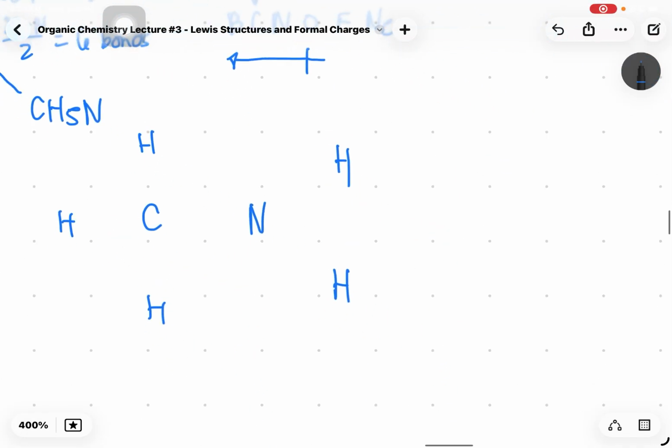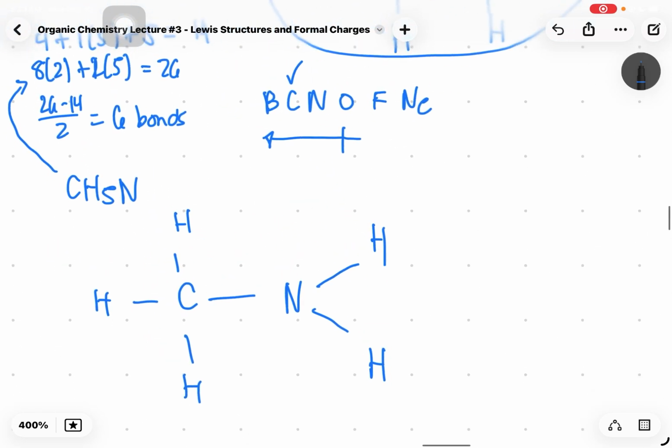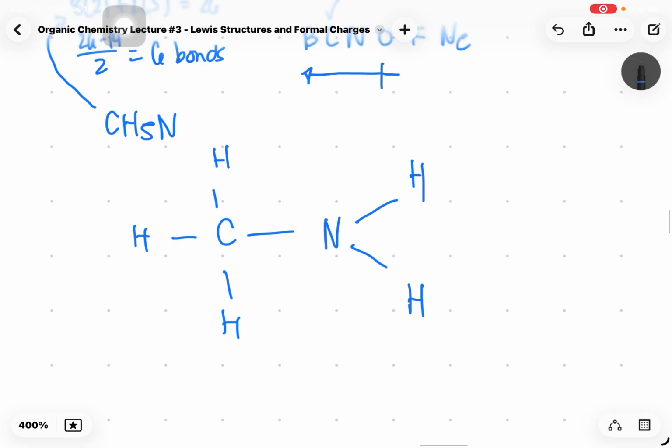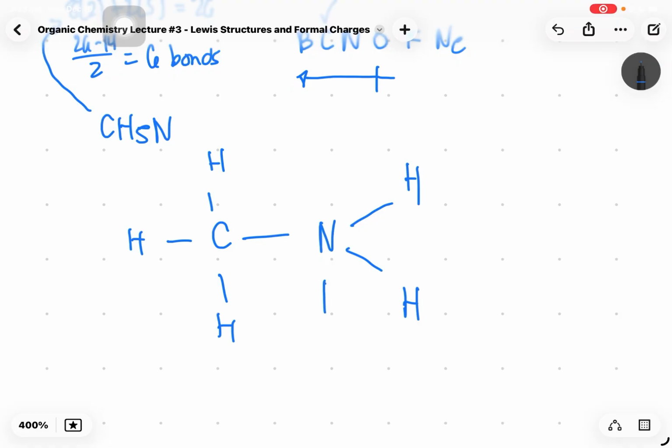Let's see if that's true. 1, 2, 3, 4, 5, and 6. That's it. We got the 6 bonds. Now, is this a complete and stable representation of the structure? No. Nitrogen has yet to be satisfied with the octet rule.